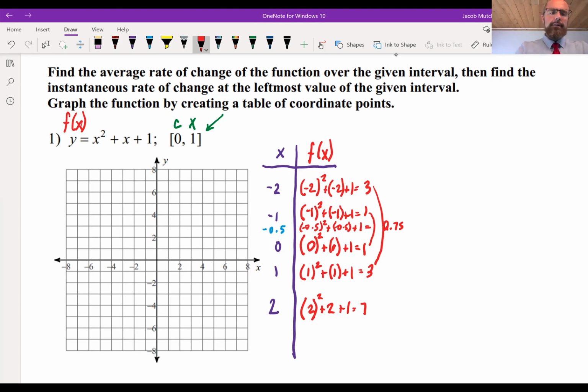-2 is at 3. -1 is at 1. -1/2 is at 0.75. 0 is at 1, and here you can start to use the patterning. 1 is at 3 there, and then 2 we had calculated is at 7. So I could also say -3 is at 7 as well. The quadratics are so symmetric. So we'll graph this function and then use the graph to help us interpret average rate of change and instantaneous rate of change.